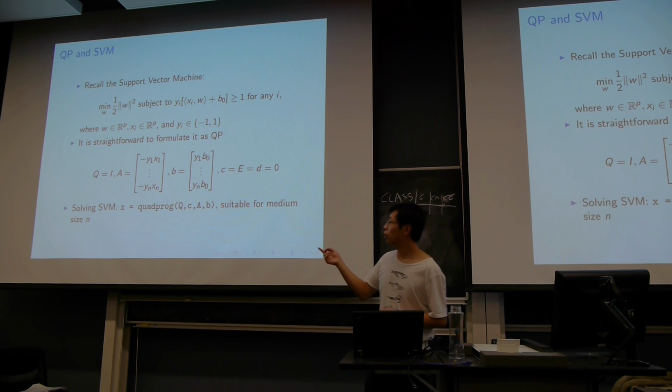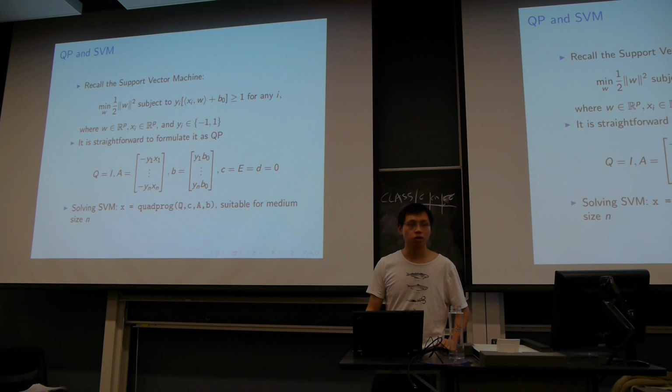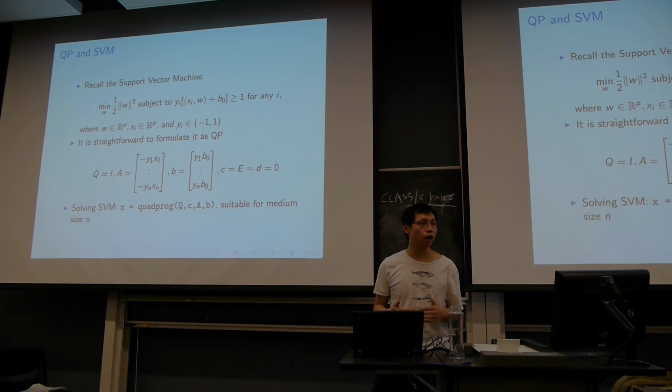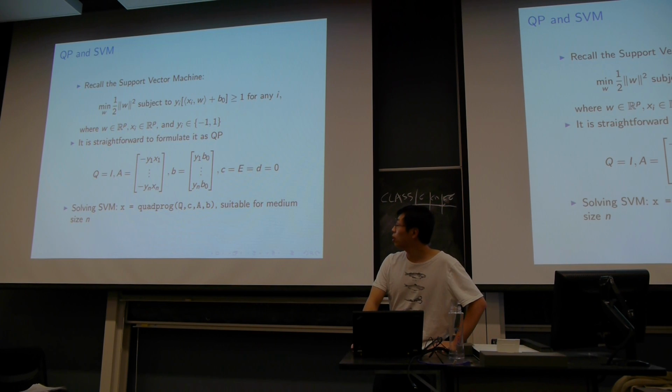So it is quite simple to write down as a quadratic program. First, Q is the identity matrix because you have only the norm here. If you have n samples, you have n inequality constraints. So A has at least n rows. Each row is minus yi times xi, and the coordinate of B is just yi times b0. There's no equality constraint, so E and D equal 0. Also, from the objective function, there's no linear term about W. C is equal to 0.